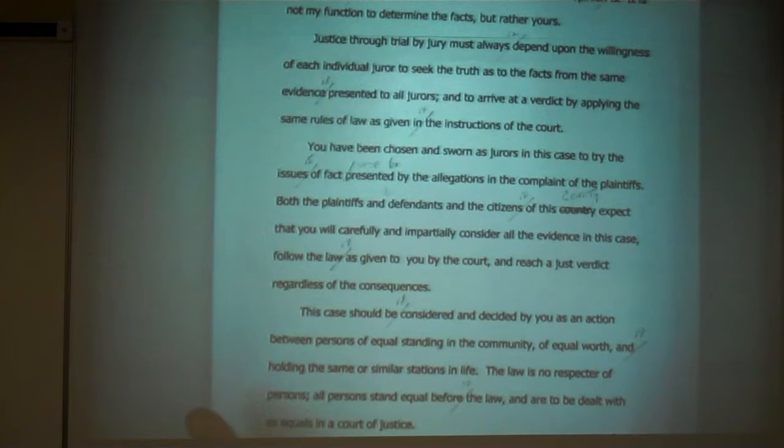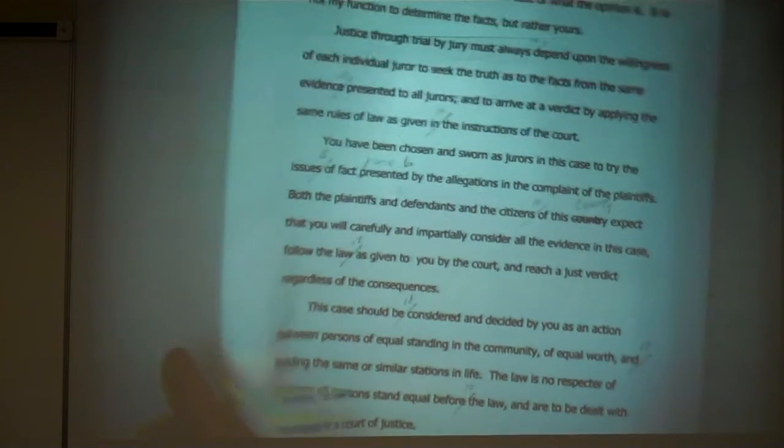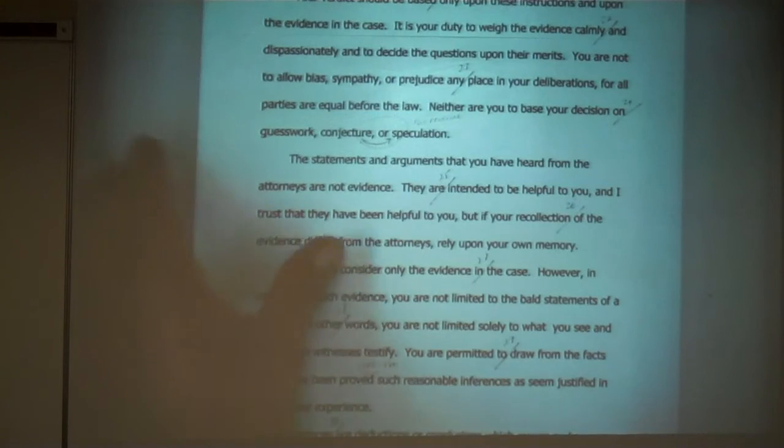You are to consider only the evidence in the case, however, considering such evidence. Where is that? I'm not sure what I'm looking for. It might be on the next page. Yeah, I don't see it on that page. However, in considering such evidence. Yep. That would be comma, semicolon.